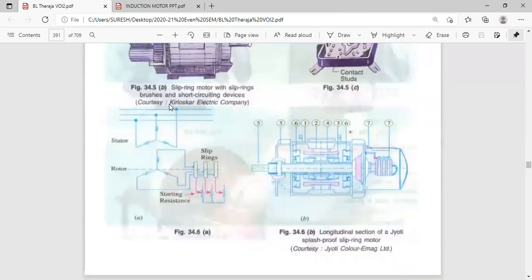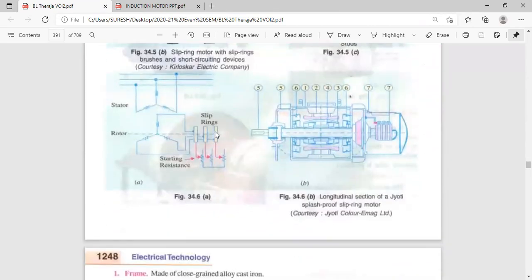See here, I am showing the diagram. In a squirrel cage rotor, the rotor windings are permanently short circuited. 1, 2, 3: these three rotor windings are short circuited. But in slip ring, it is not short circuited.